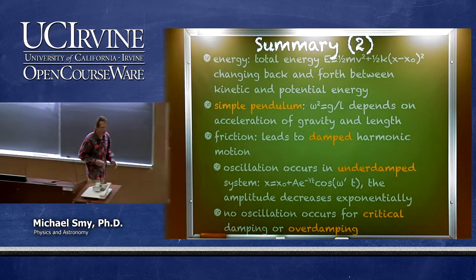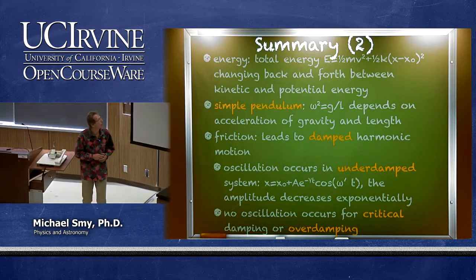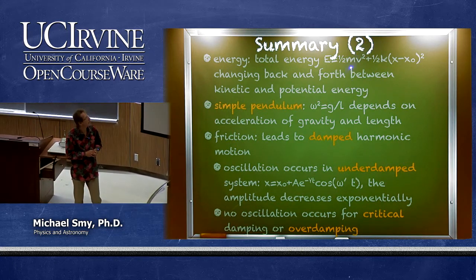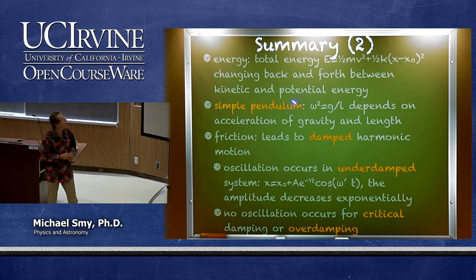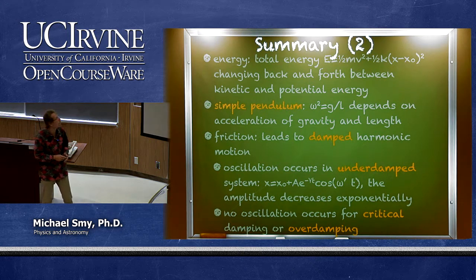So the energy in simple harmonic motion is the sum of the kinetic energy, 1/2 m v squared, plus the potential energy, 1/2 k (x minus x0) squared. And it changes back and forth between kinetic and potential energy. So the energy is traded back and forth, but this total energy always stays the same.